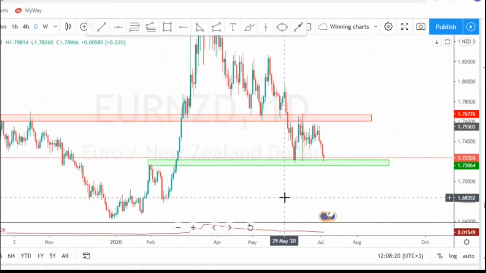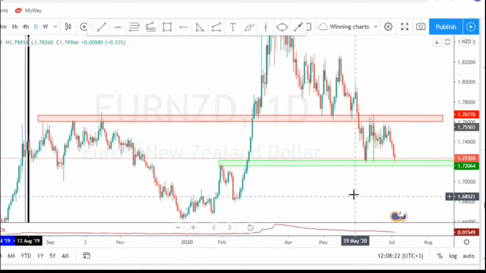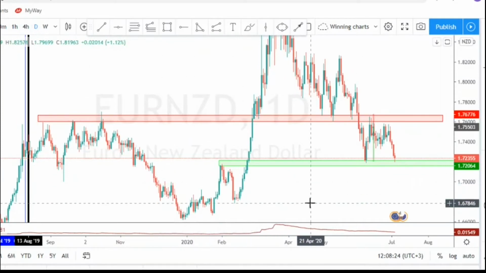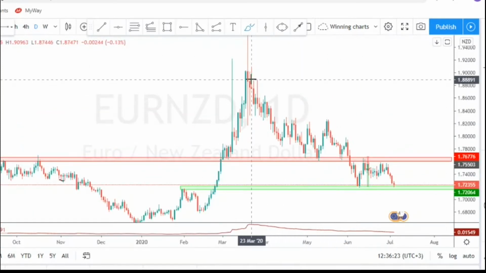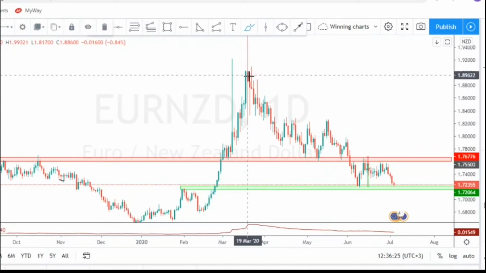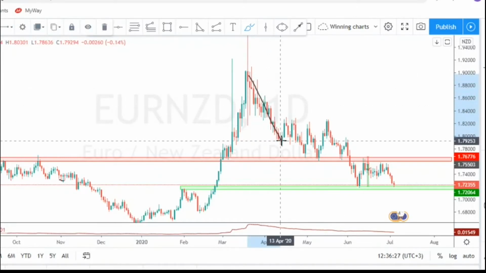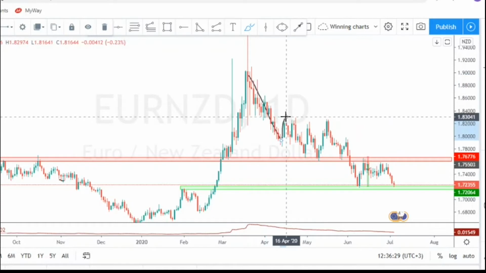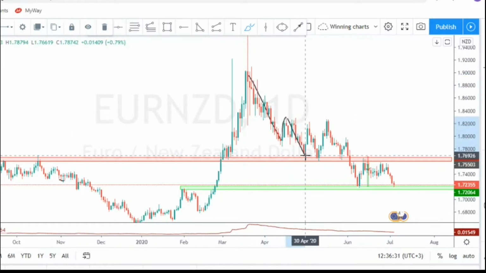So what I did here, I drew the key levels of structure on the daily time frame, and I have a video linked in the description below. This market has been in a downtrend, making lower lows and lower highs until it encountered this key level of structure.